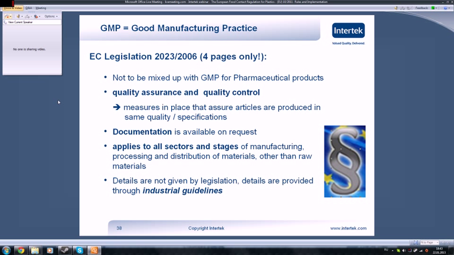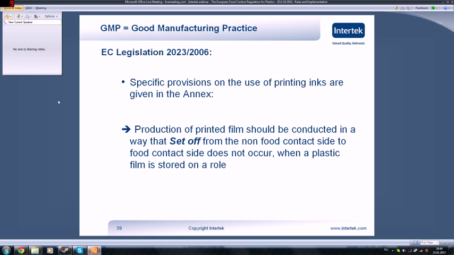Here again, interesting, the details are not given by this 4 pages legislation. The details are provided through a lot of industrial guidelines. Almost every industrial association has a guideline on GMP. But mainly it comes back to those things which are listed here, with giving some more details how to implement measures to control the quality and to assure the quality, how to implement a good documentation system at each step, and how, of course, to implement the next step we want to look at. It's traceability.